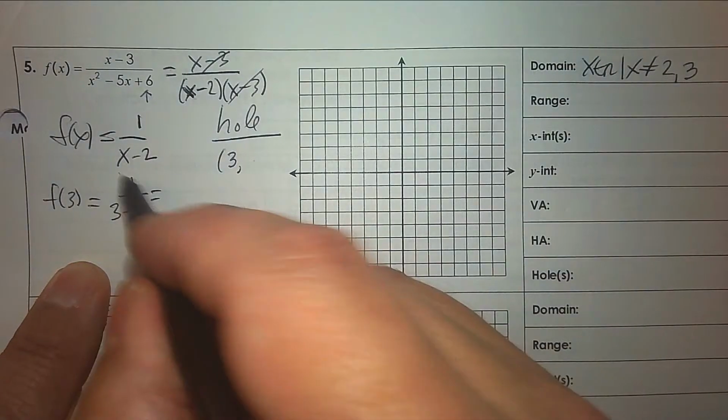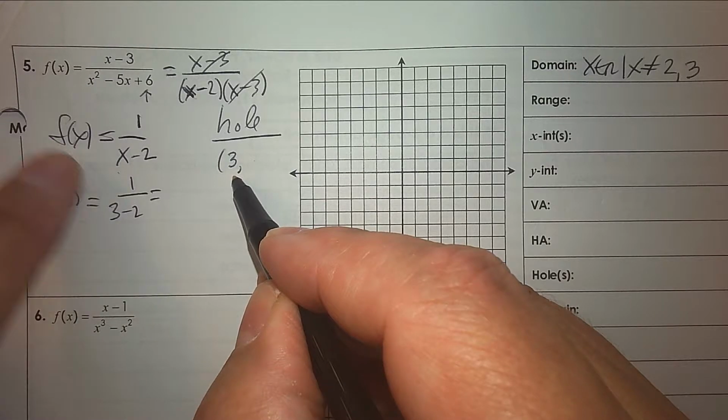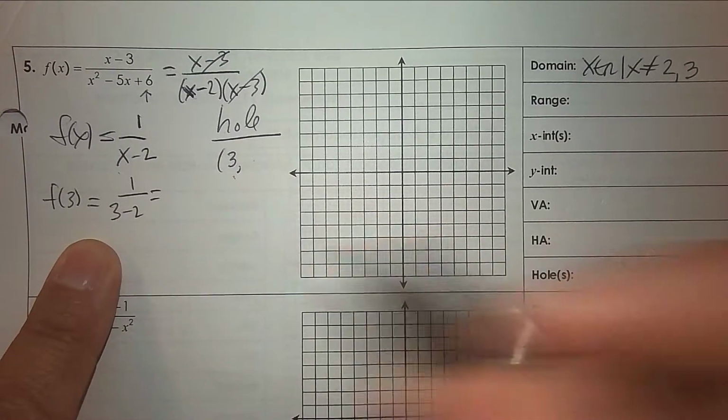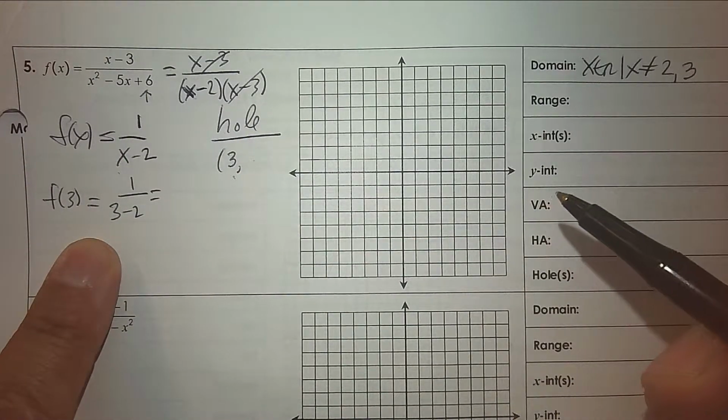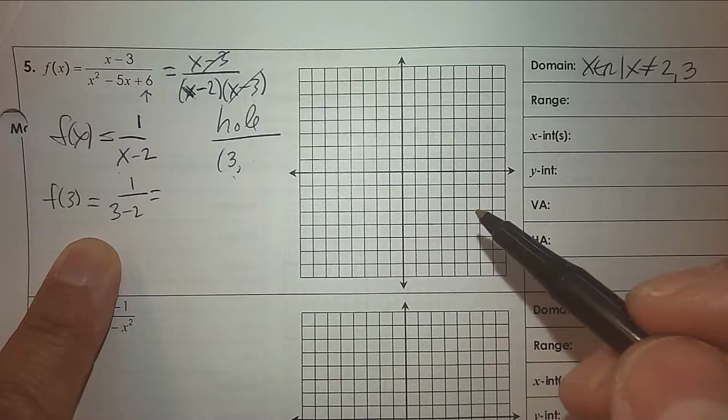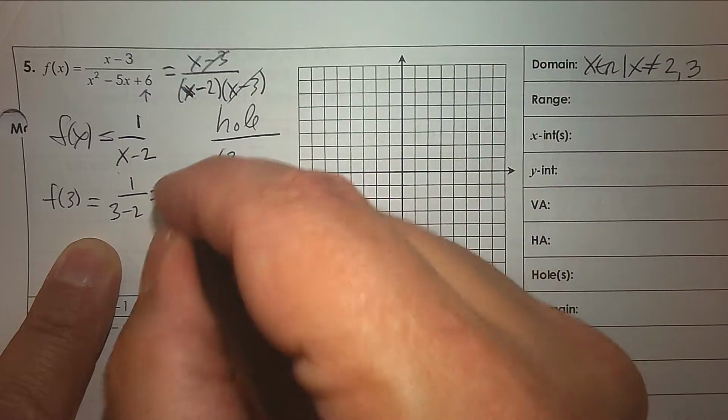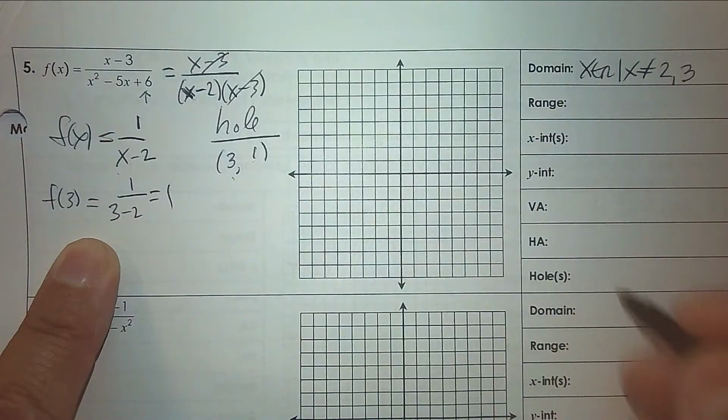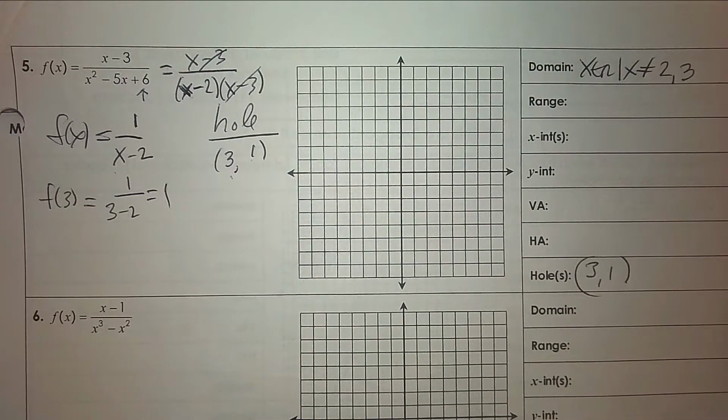to find the y value? So I plug in 3 for x. Could you solve that? Which equals? Perfect. So where's the hole? At 3 and 1.